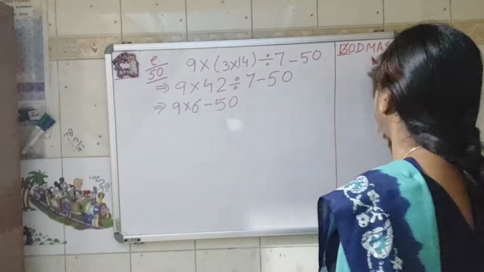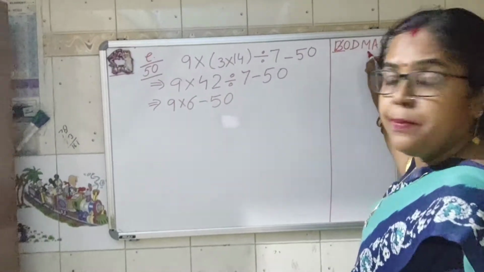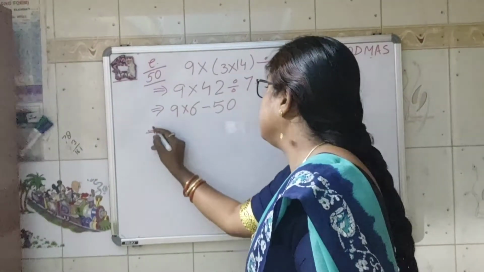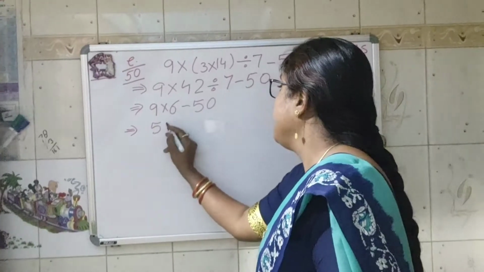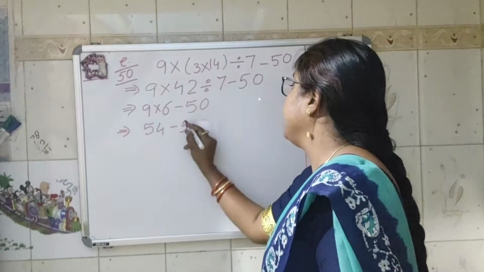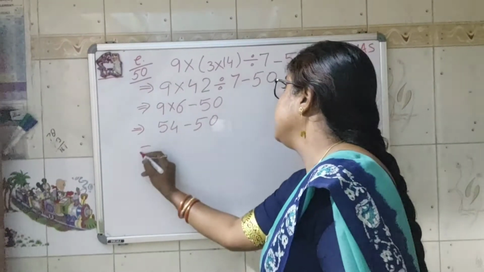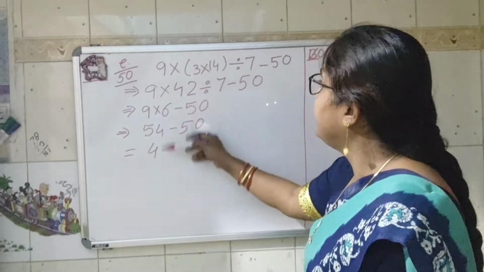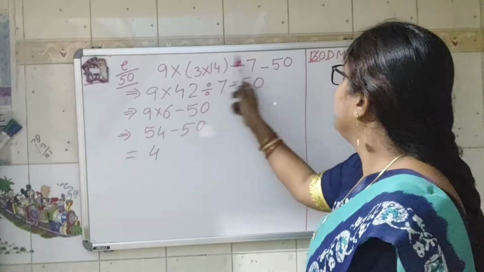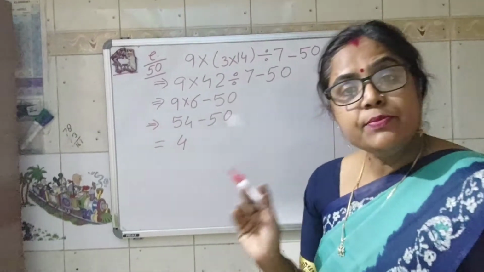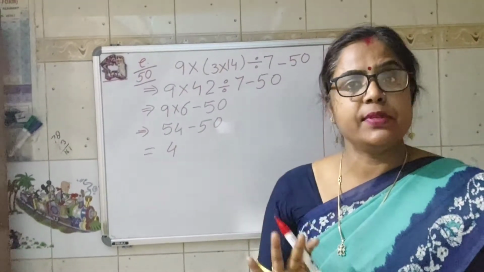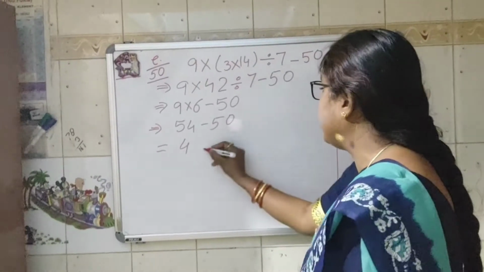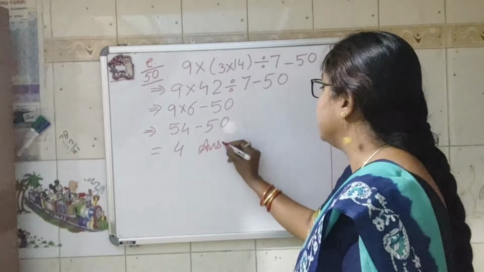Okay. Now after division what is there? Multiplication. So this is multiplication. So 9 6s are 54, minus 50. The answer is 4. So how many steps are there? 1, 2, 3, 4. Operations 1, 2, 3, 4. So as many operations as there are, that many steps are necessary. You have to show each and every step, and at last you write down the answer.